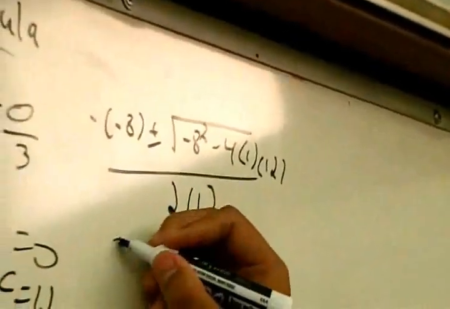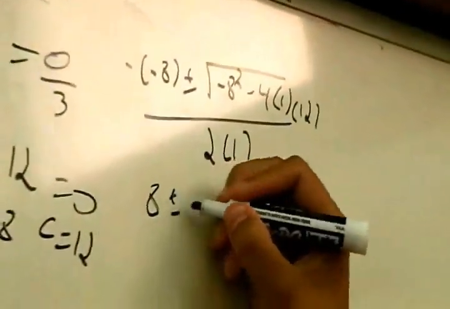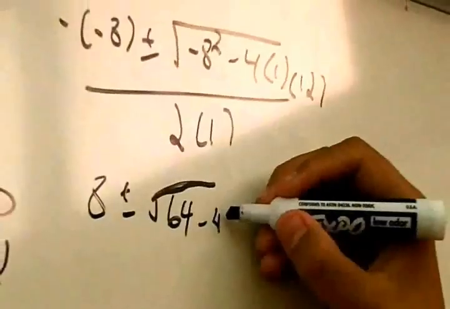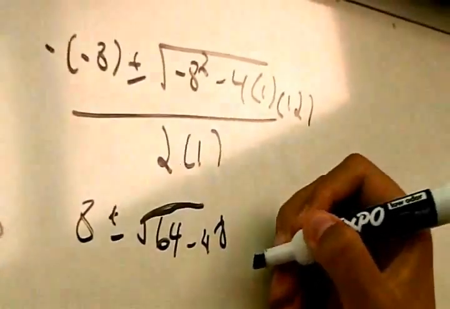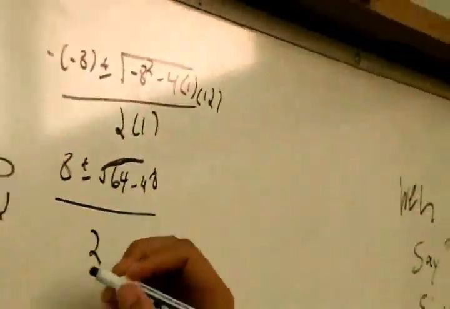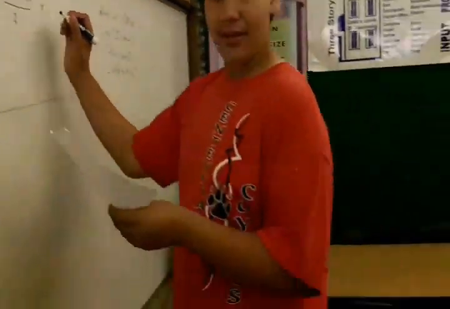1. So 8 plus or minus the square root of 64 minus 48, over 2.